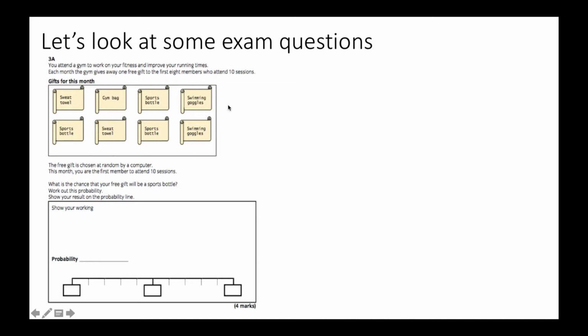So there's 8 options, and it wants the probability that you will receive a sports bottle. Now there's 1, 2, 3 sports bottles. So 3 sports bottles, 8 options altogether. It's 3 out of 8. Now 3 out of 8, if I didn't know what that was as a decimal, I could just do 3 divided by 8 on a calculator.